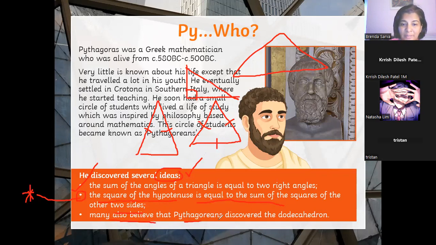Many also believe that Pythagoras discovered the dodecahedron. Okay, this is another two-dimensional shape. If you know your polygons notes, you will find this word there.